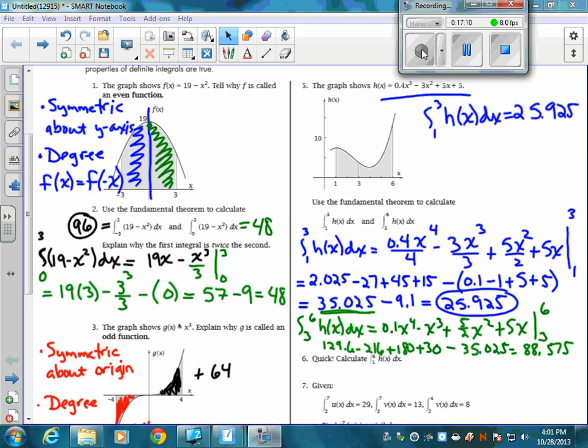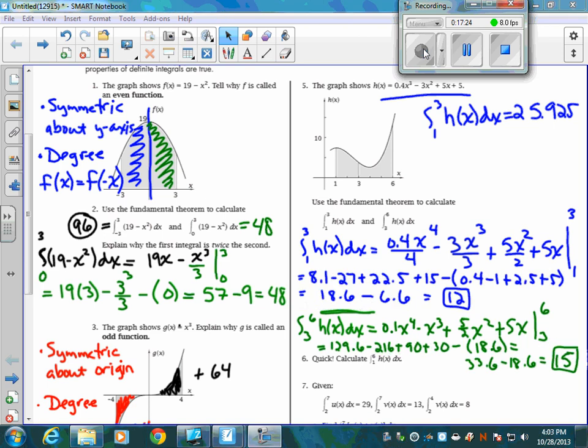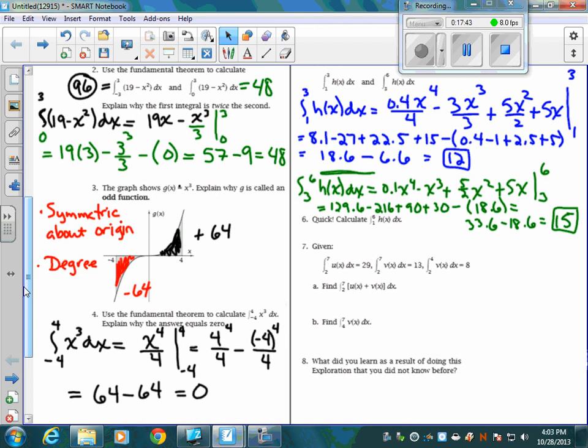Okay, so at this point, I realized that I had made a mistake in my arithmetic. So I'm going to go ahead and fix my answers. And so momentarily, the right answers will be up. Ta-da! Sorry, these are the right answers. So for the first definite integral, we should have gotten 12. And for the second definite integral, we should have gotten 15. You might want to pause the video now to try and figure out if yours is correct. So hopefully you didn't just blindly copy mine.